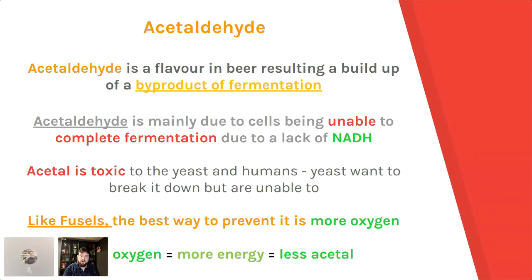Now, much like we saw with fusels, if we want to get rid of acetaldehyde, the solution is actually quite similar. More oxygen. We give the cells more oxygen. They get more energy. I always said at the top, they go through aerobic respiration. They produce 36 ATP instead of 2. They are able to maintain and increase reserves of NADH. They're able to handle this. They have more energy. They're going to get less acetaldehyde because they have the proper requirements to break it all down.